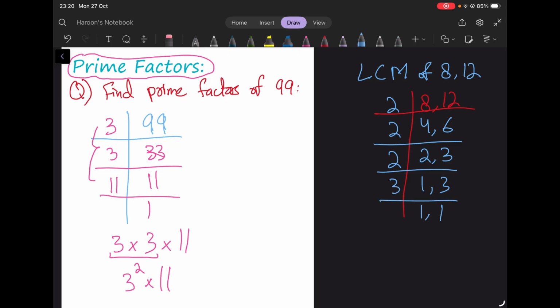Now I can leave it off here and I'll just multiply these numbers. 2 times 2 times 2 times 3. 2 cubed would be 8. 8 multiplied by 3 would be 24. This is our LCM. This is how we find LCM.